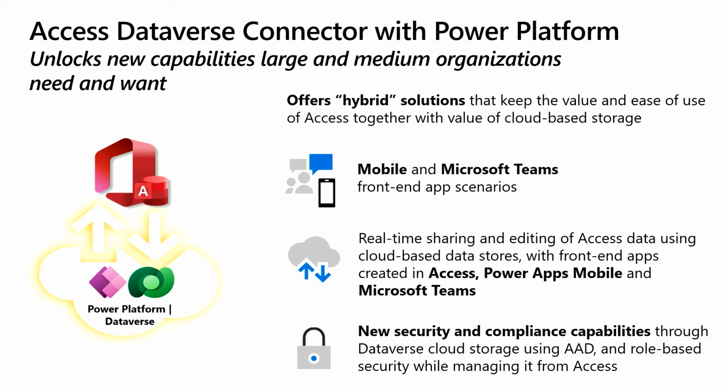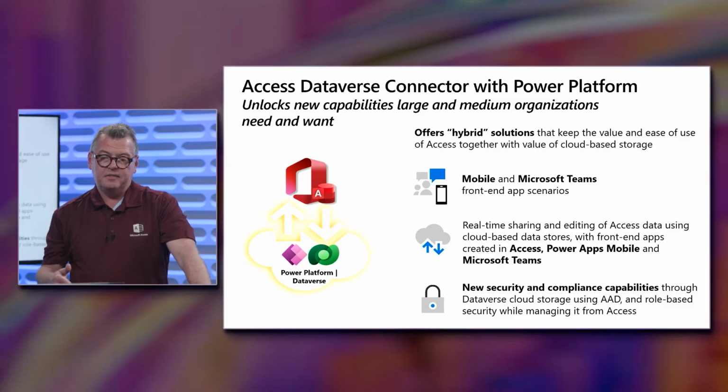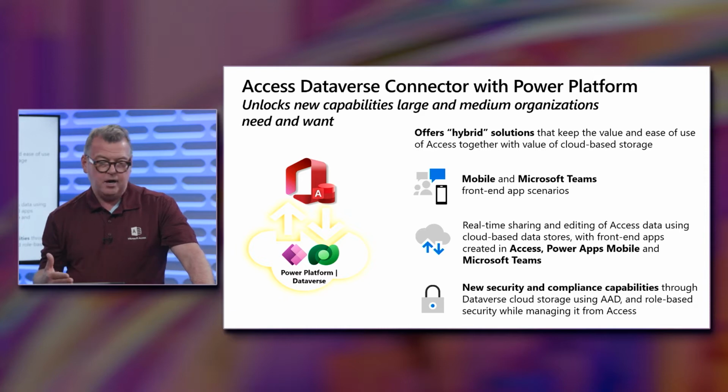Access customers through our customer feedback channels have told us over the past few years they want to see stronger cloud-enabled capabilities with their Access solutions. They want to see hybrid solutions for their organizations that keep the value and ease of use of Access, but offer new capabilities in the cloud. Some of their top requests were where they needed to have the ability to have mobile front-end data entry solutions and the ability to integrate with Teams, and it's over 250 million users. Then they wanted to enable different front ends to have real-time sharing and editing of Access data in the cloud. And finally, most importantly, enterprises really need security and compliance where role-based security with AAD is critical.